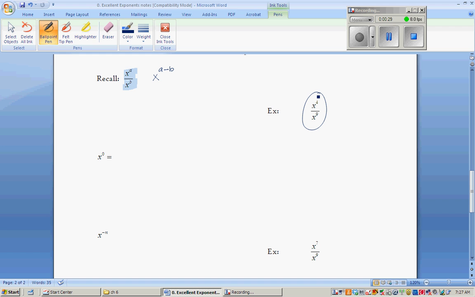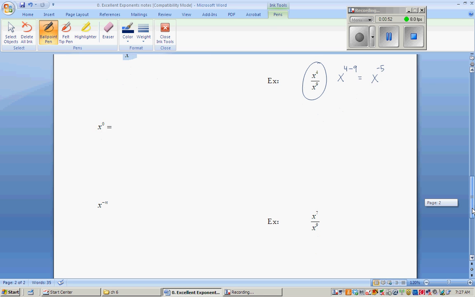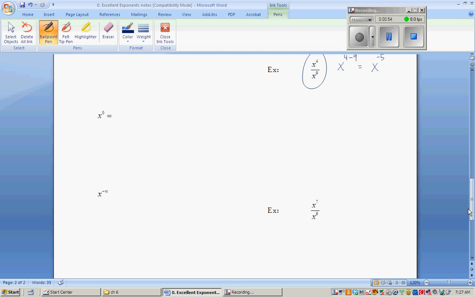If we look at this example over here, as I said, I would normally just cancel and end up with a bunch of x's on the bottom. But if we use the rule, we would say x to the 4 minus 9. And that's going to get us a negative exponent. We're going to save this thought and see what happens in just a little while. First, let's talk about zero exponents.